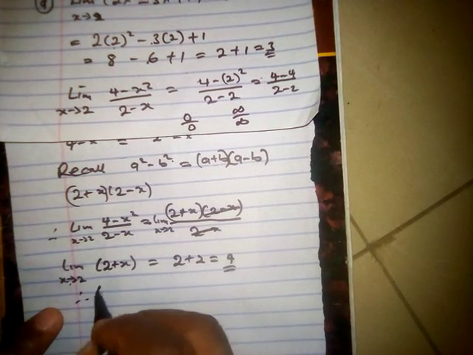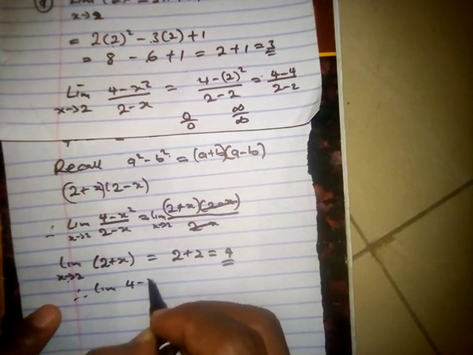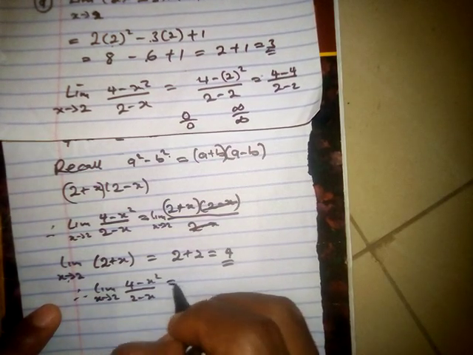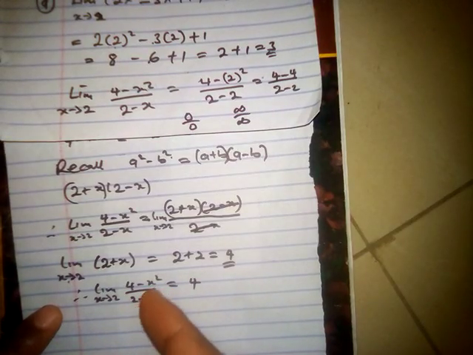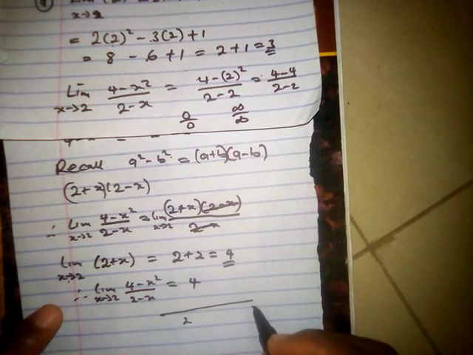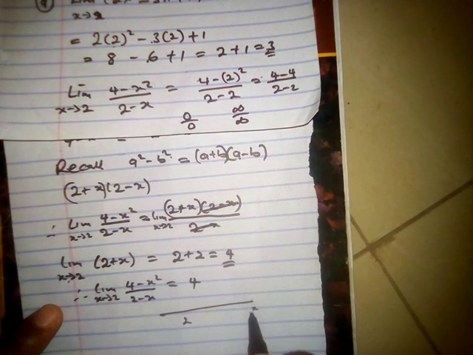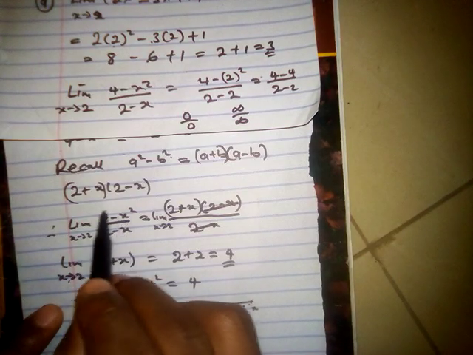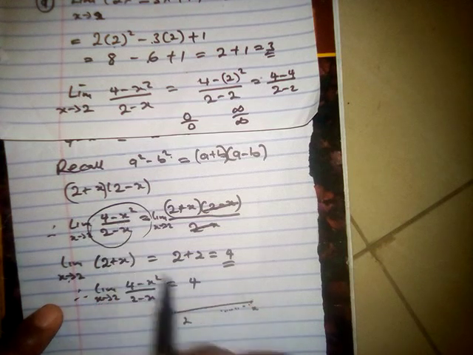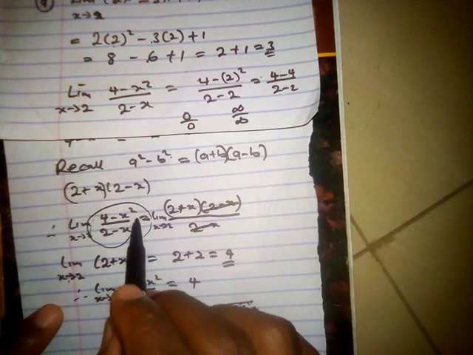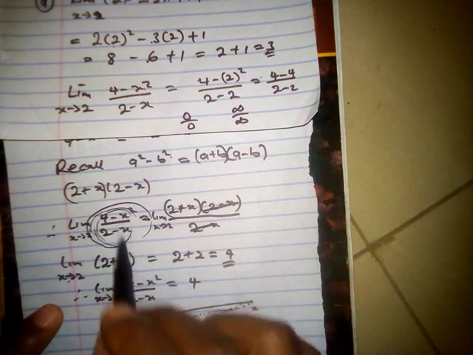Therefore, the limit of the function 4 minus x squared all over 2 minus x as x tends to 2 is equal to 4. What this means is when you keep putting the value of x, as x tends to 2, let's say this is 2, this is x, putting all those possible values of x inside this function as x is approaching 2, we observe that the value we'll be getting will be approaching what?